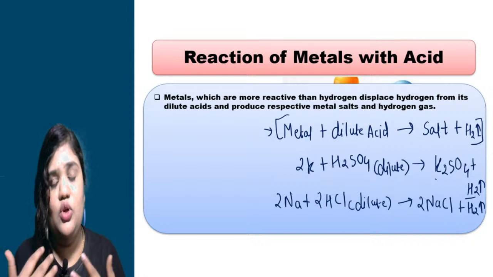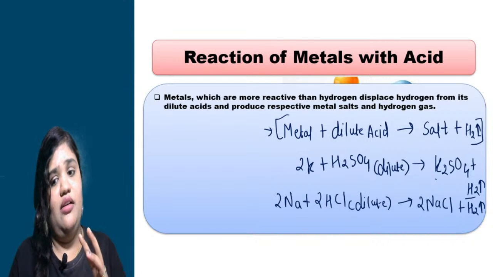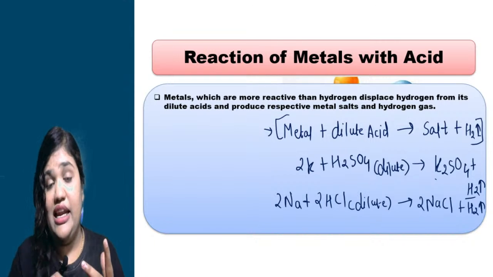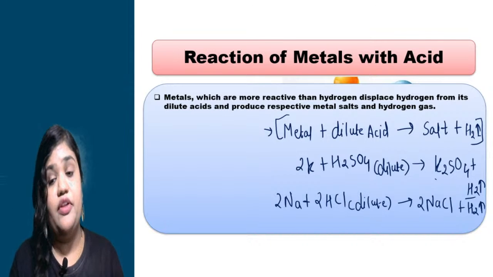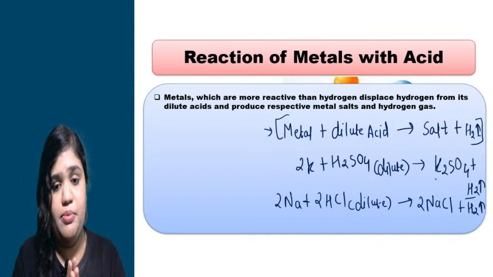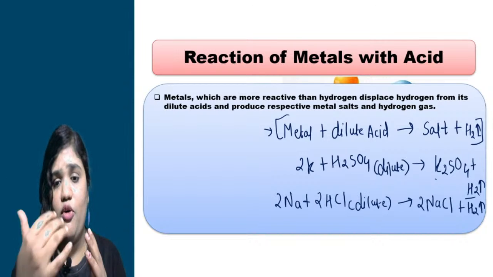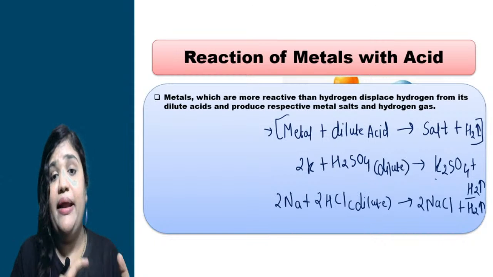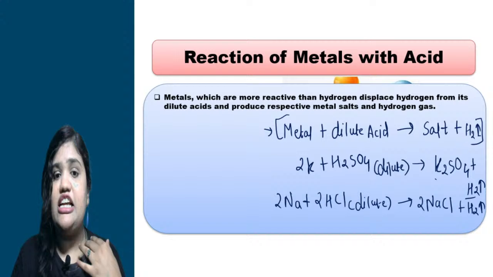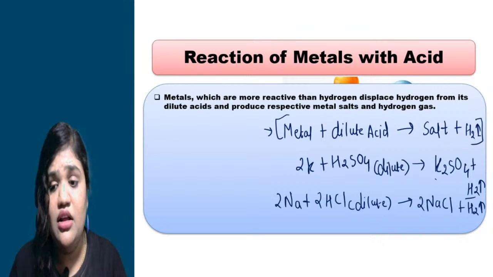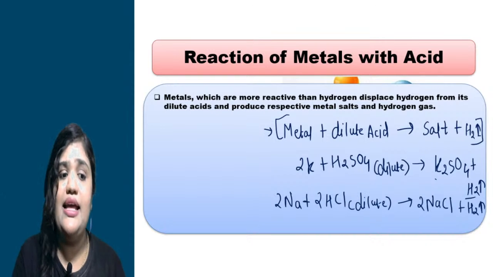So in this way you can see, everybody, if the metal is more reactive, then and only then will it form salt along with hydrogen gas, not water. So yes, these are two examples. You can find out from these examples how metals react with acid. Now we have studied the reaction of metals with acid. Let's find out the reaction of metals with base.